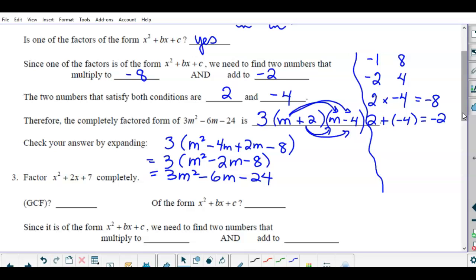Next one, greatest common factor, there isn't anything. Remember, we're talking about prime numbers. 2 and 7 are prime. So you know that no numbers go into them, and there's not an x in every term. So that's no.